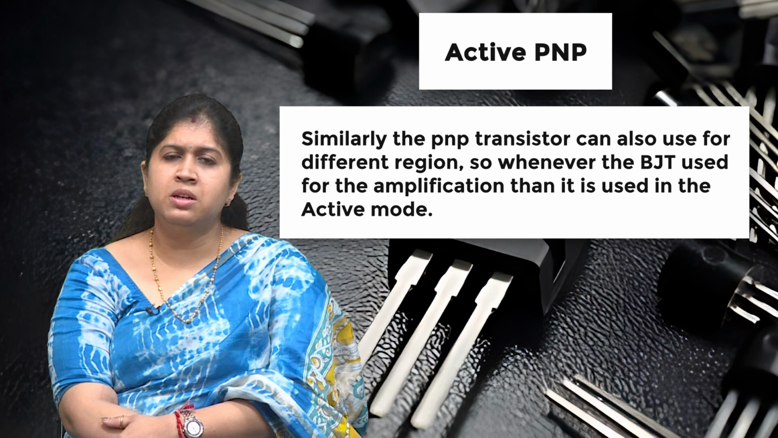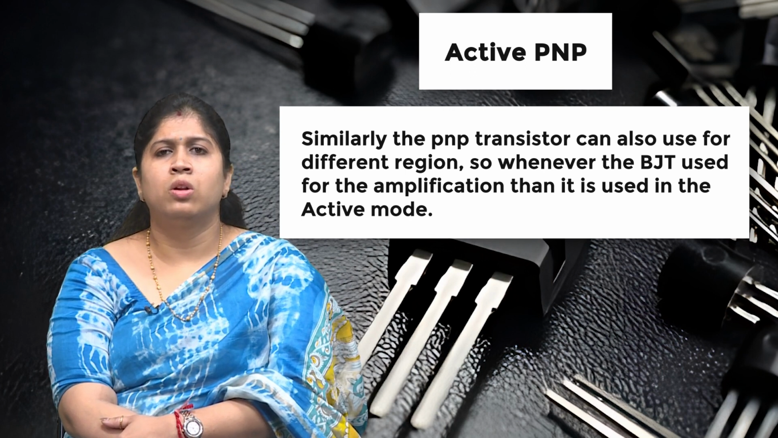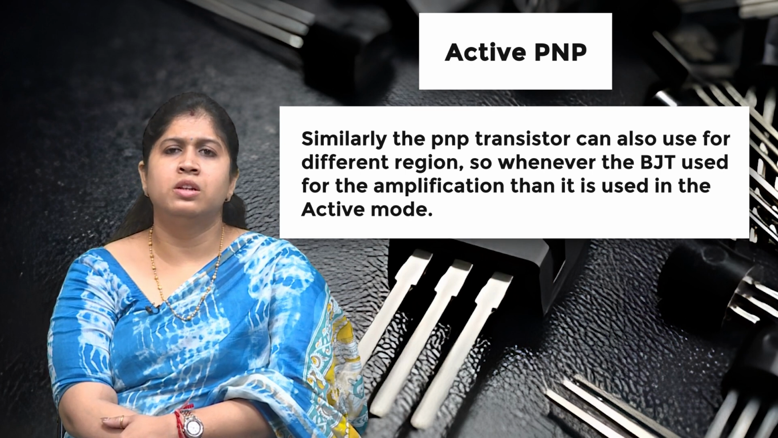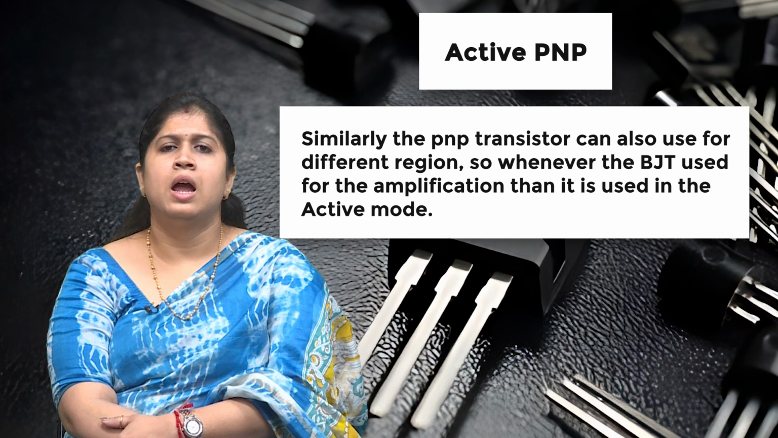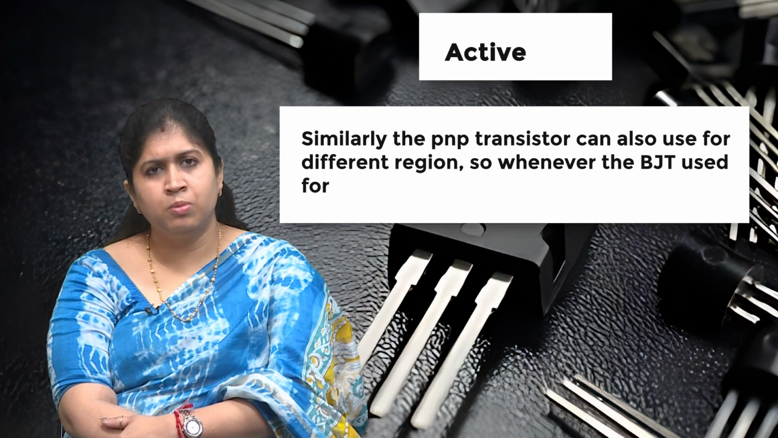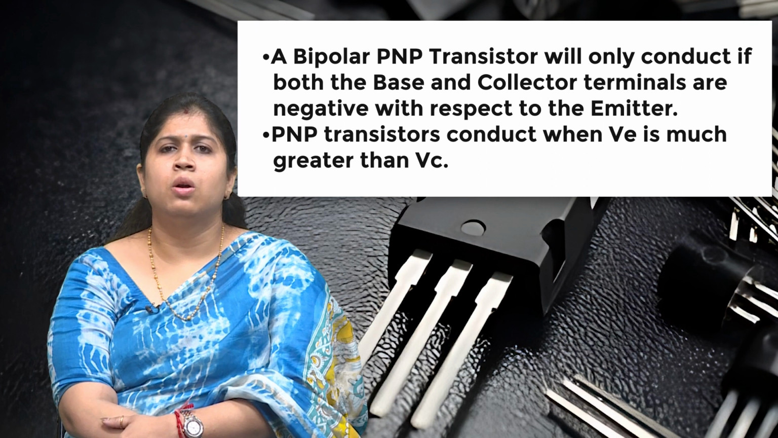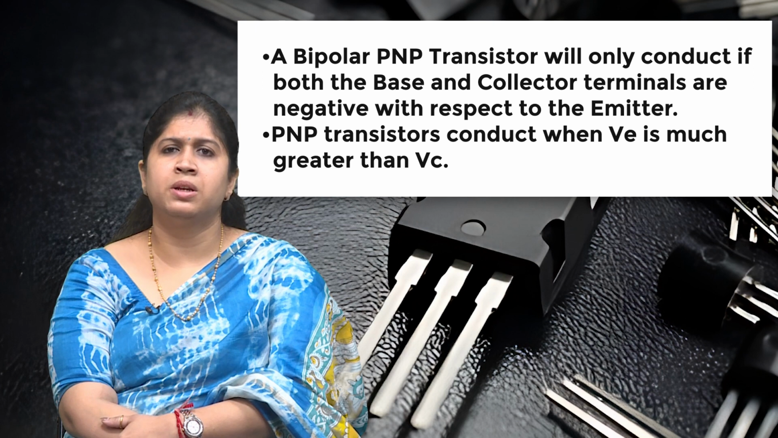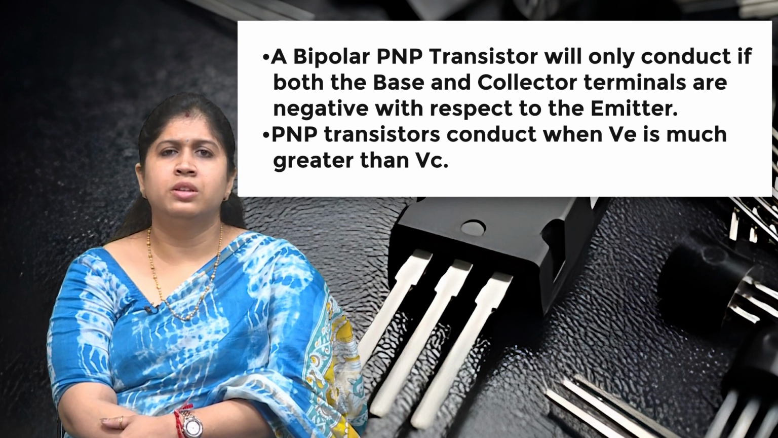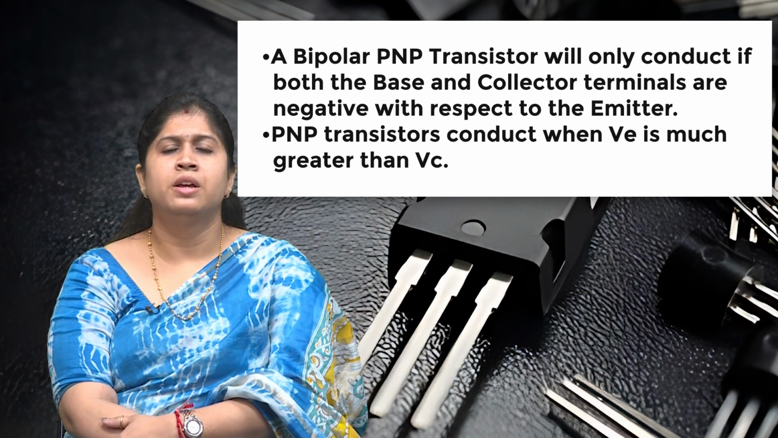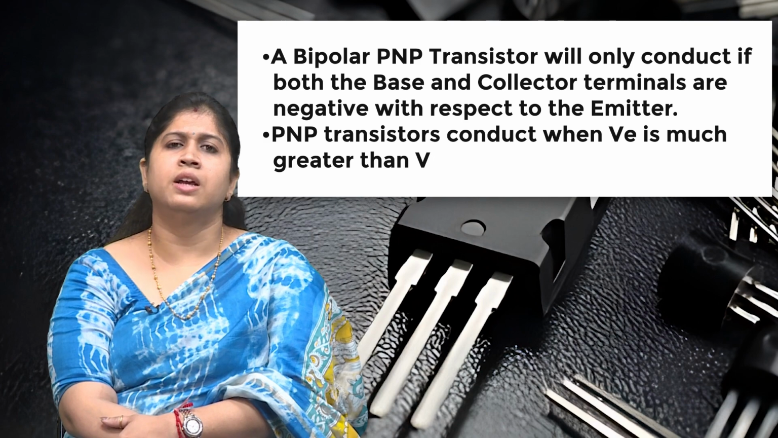Similarly, the PNP transistor can also be used for different purposes. So, whenever the BJT is used for amplification, then it is used in the active mode. A bipolar PNP transistor will only conduct if both the base and collector terminals are negative with respect to the emitter. A PNP transistor conducts when VE is much greater than VC.